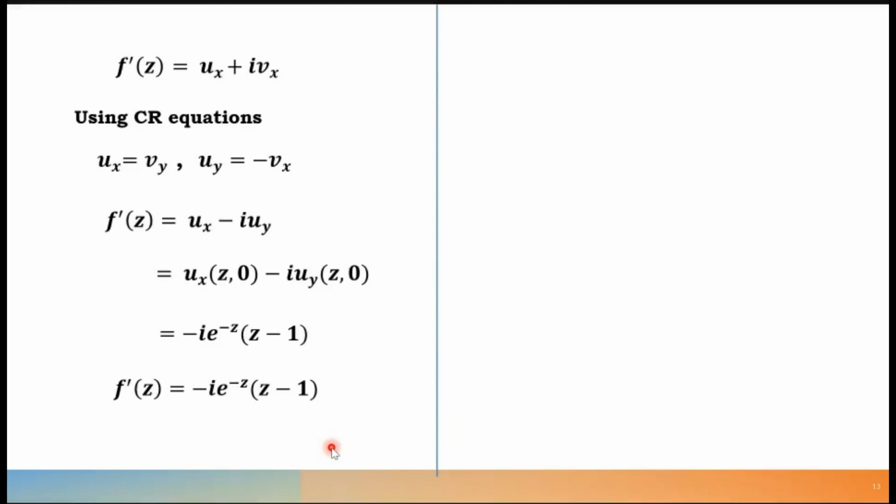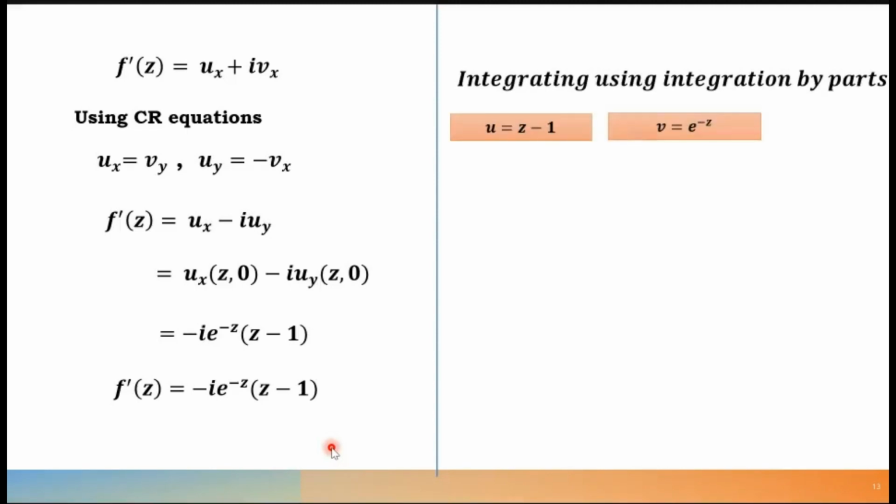Minus i is the constant which can be taken outside the integration sign. So we have two functions of z, which are e raised to minus z and z minus 1. So z minus 1 will be u, and v will be e raised to minus z, by LIATE. Exponential function comes in the end. Okay, so now integration by parts, u equal to this, v equal to this.